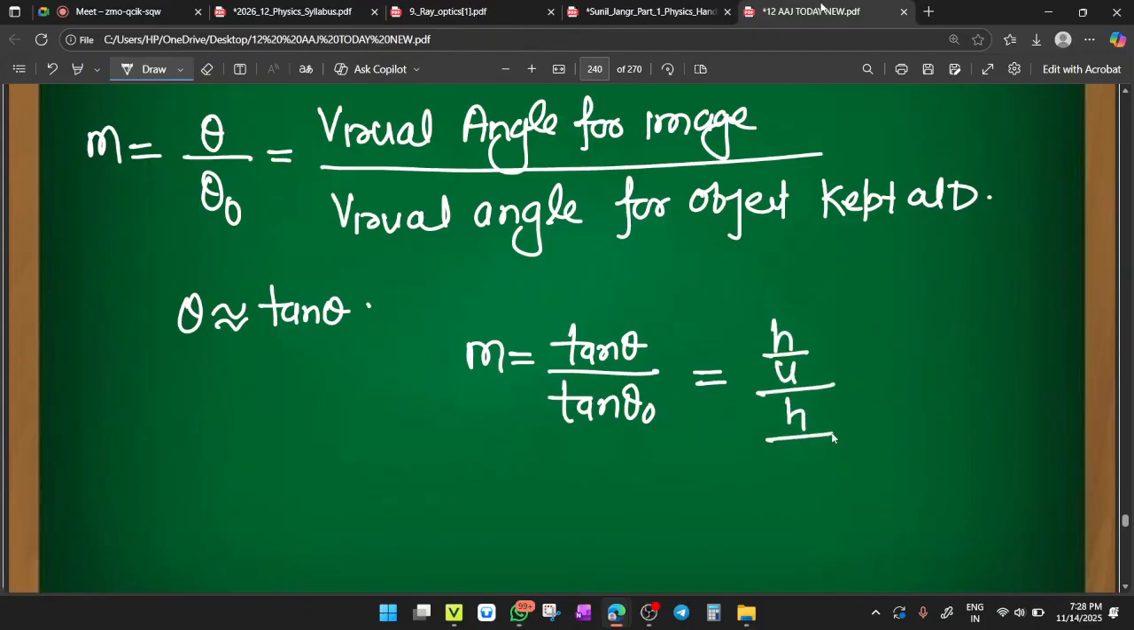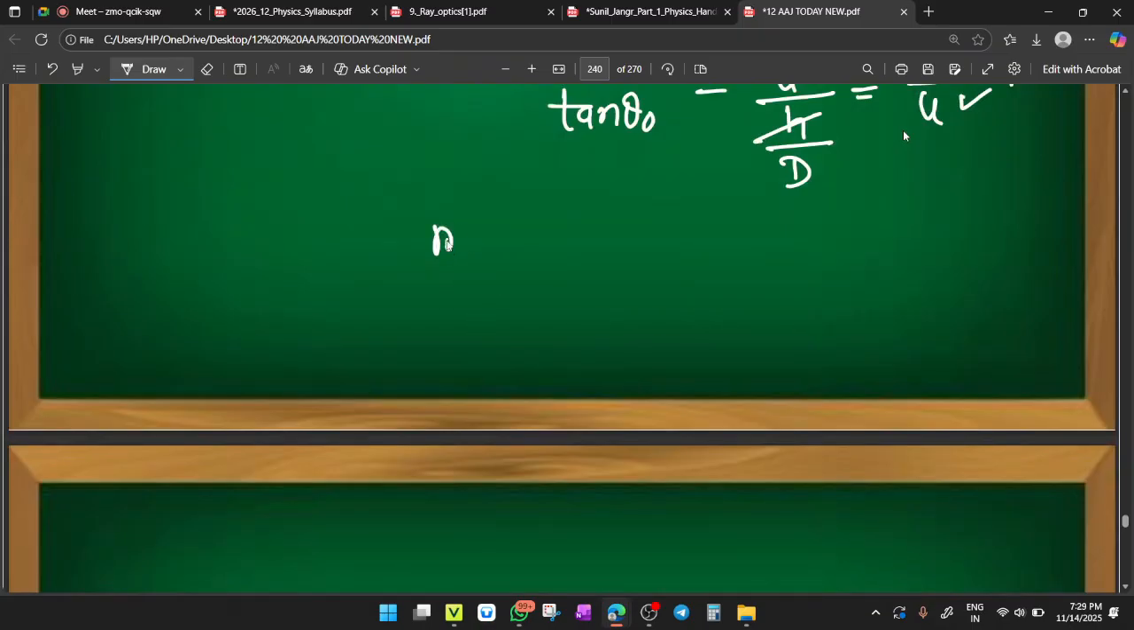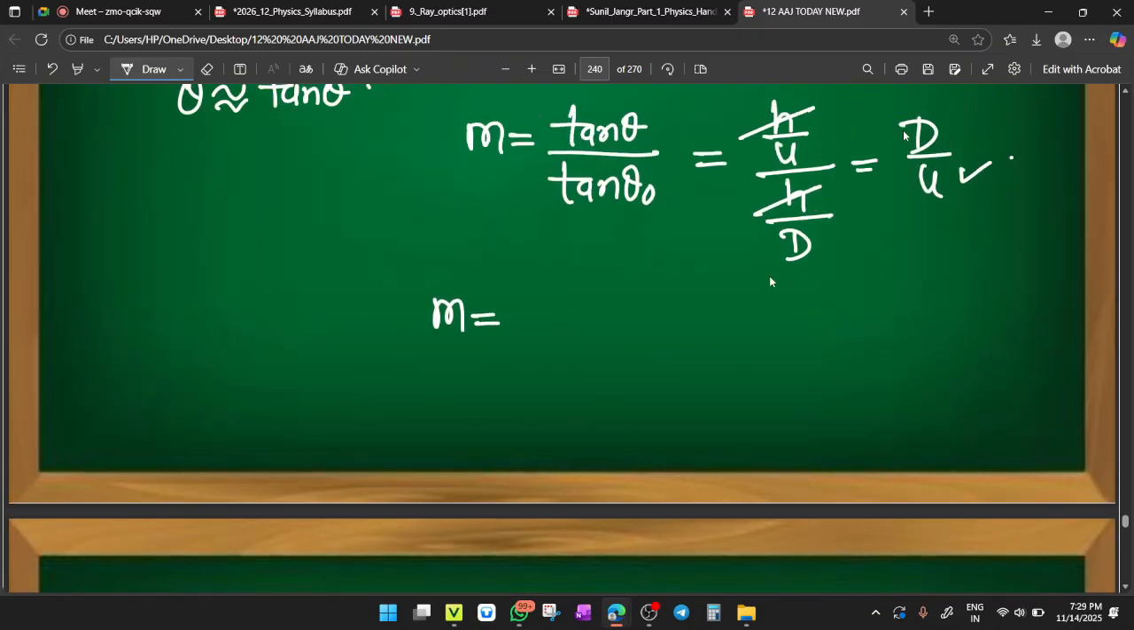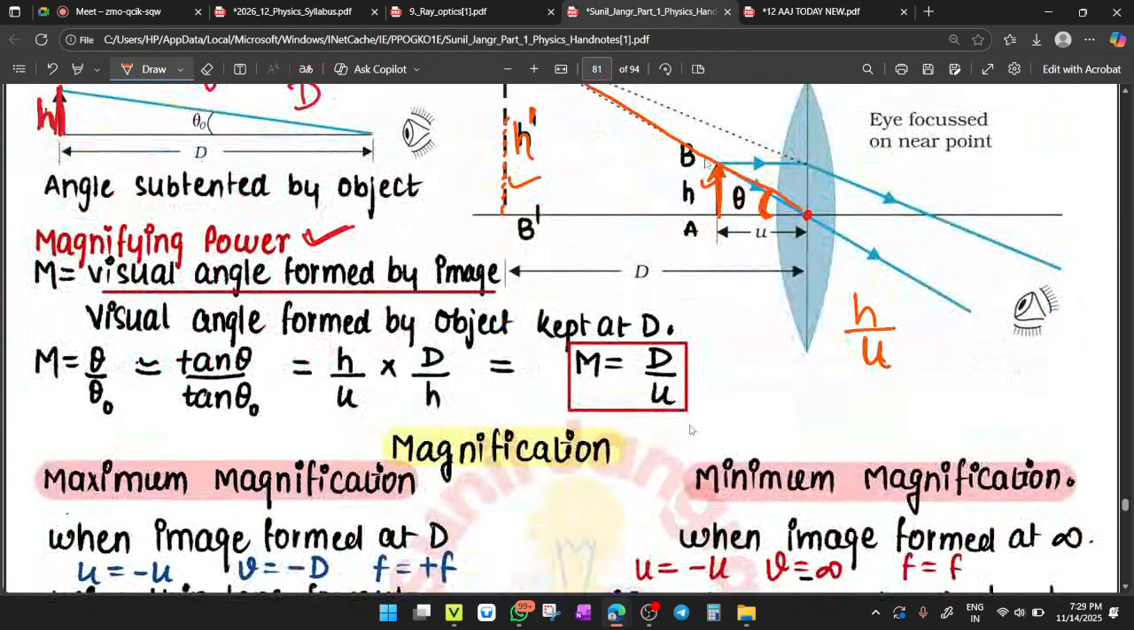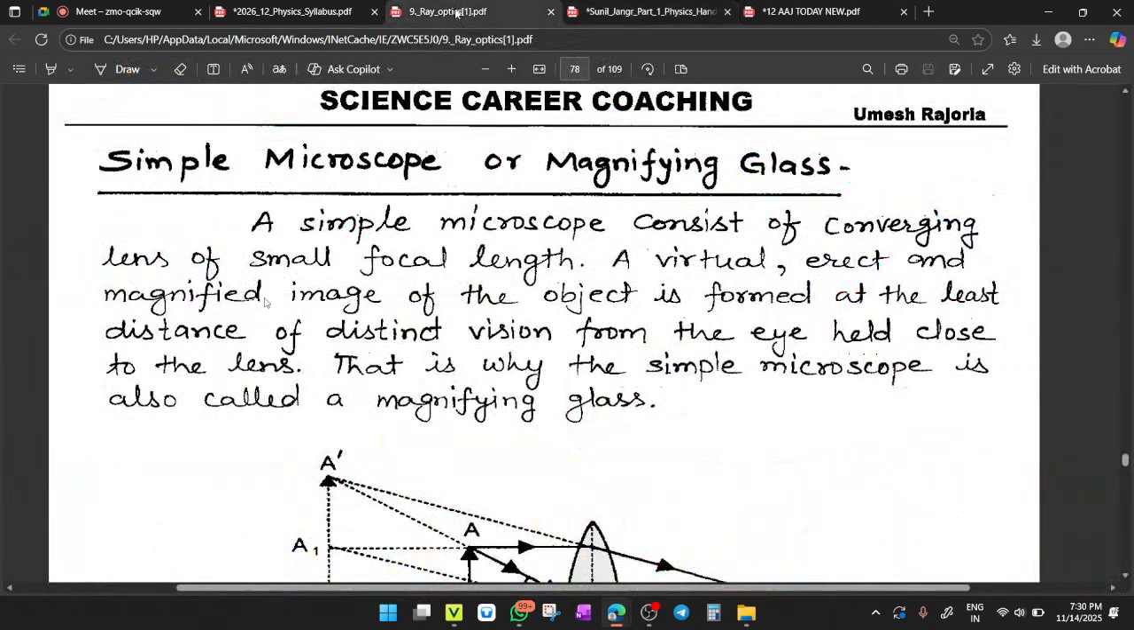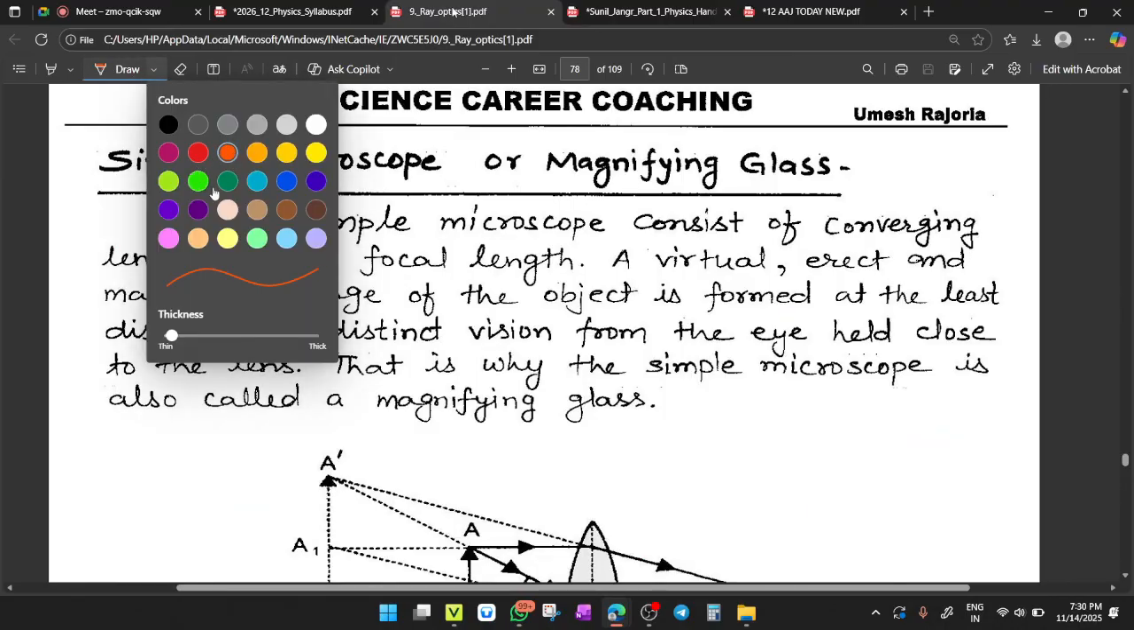And tan theta naught is equal to h upon d, the least distance of distinct vision. Clear or not clear? So both h and h get cancelled out and this becomes d by u. So the magnification for the magnifying glass, the simple magnifying glass or simple convex lens, is equal to d by u. Put the values here, it is equal to d by u. Done. Okay, so referring to the detailed theory of this simple microscope, let us read it.